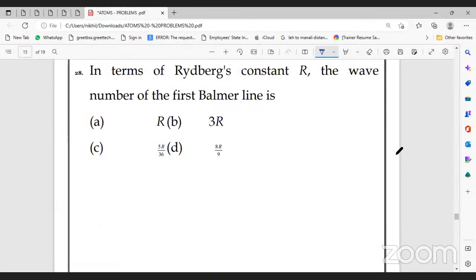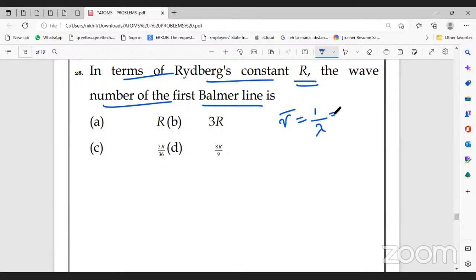Look at this problem, students. In terms of Rydberg constant R, the wave number of the first Balmer series is. What is wave number? Wave number is nu bar, which is the reciprocal of the wavelength. What's the formula? It is R into 1 by N1 squared minus 1 by N2 squared.